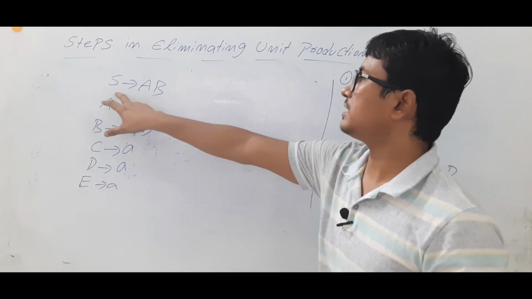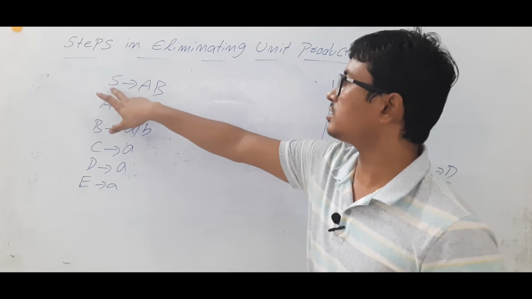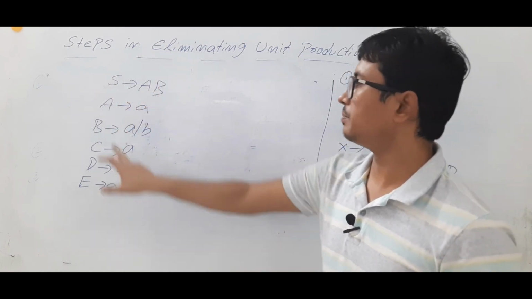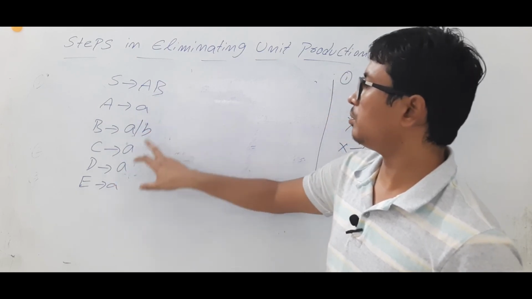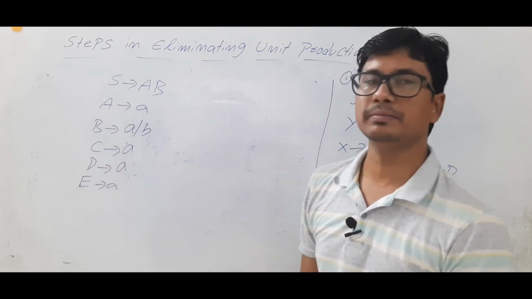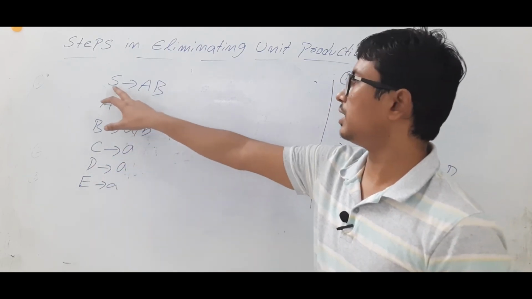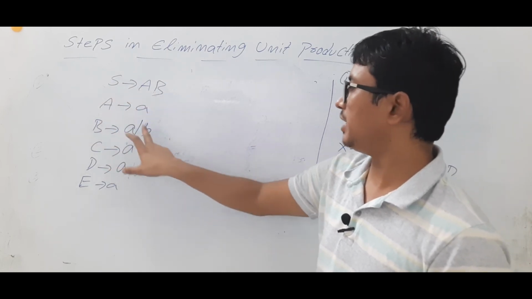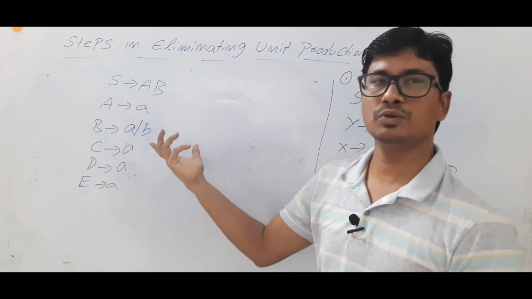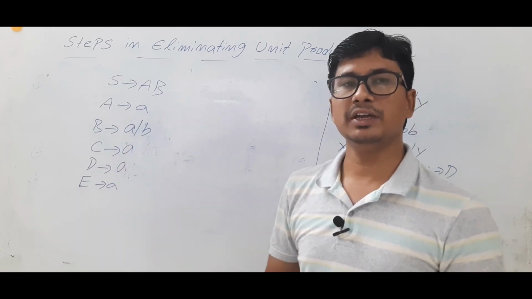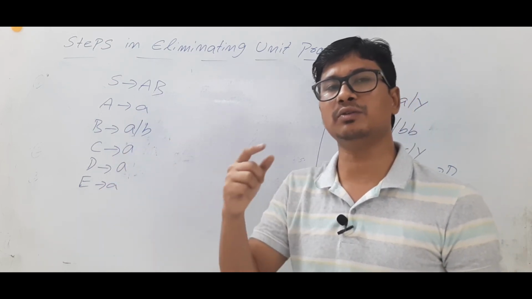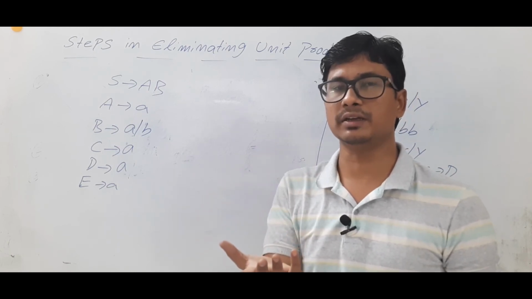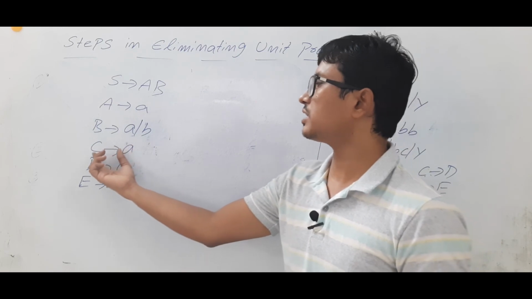Please listen. S determines AB is there. From the start symbol, I can go to the variable A and variable B. But I cannot reach C, D and E. From A, I cannot reach C. From B, I cannot reach C. So C is unreachable. In a DFA, we have discussed that we have unreachable states, and those unreachable states we have eliminated. Is it clear? Are you able to understand it or not?